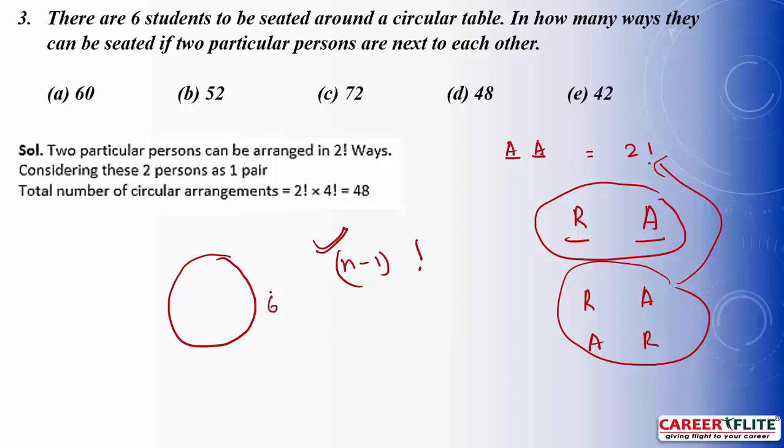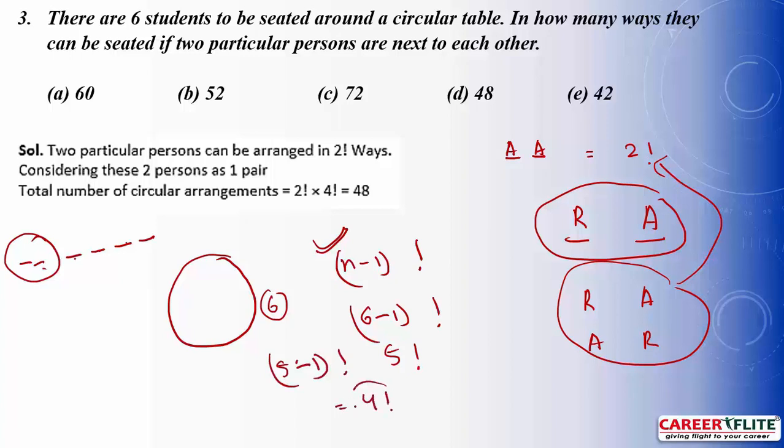If there are 6 students seated at a circular table, the number of ways will be (6 minus 1) factorial, that is 5 factorial. But in this case 2 students are always together. Out of the total of 6 students, these 2 are always together, so the number of units is 5. They can be arranged in (5 minus 1) factorial, that is 4 factorial, and between these 2 they can be arranged in 2 factorial. So the number of circular arrangements will be 2 factorial into 4 factorial.